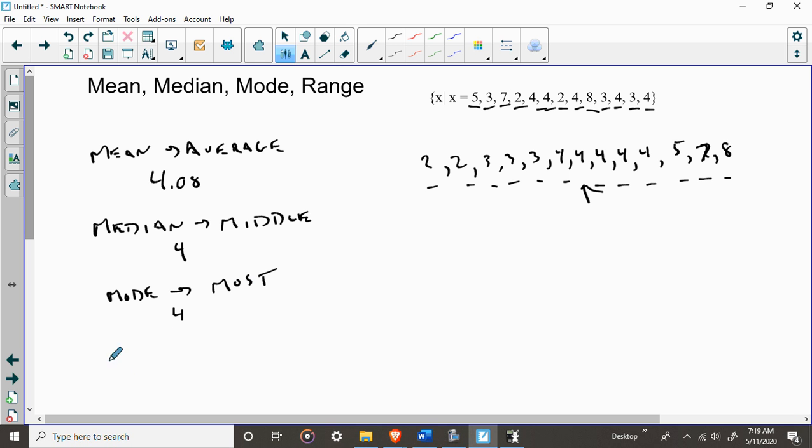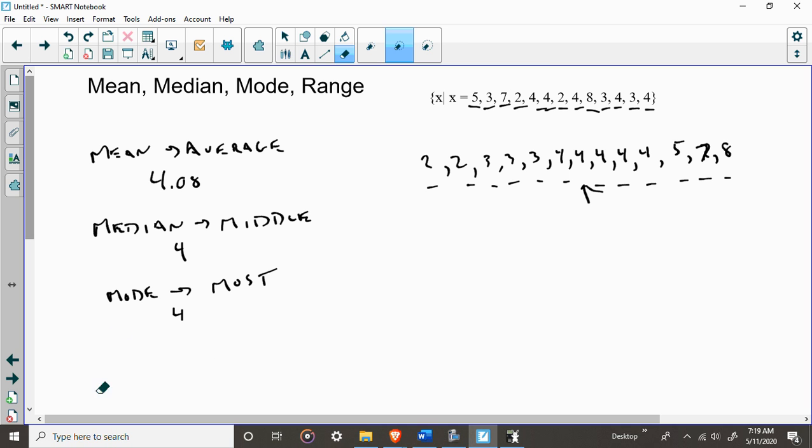Okay, and say we had something like this where 2s also show up 5 times. So I have a tie, right? I have like 5 2s and 5 4s. Then there is no mode. So it's one of the disadvantages we talked about: the mode, there's not always one. If every number only occurs once, there's no mode.